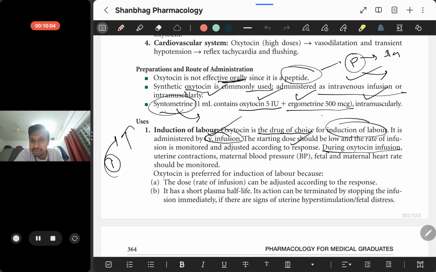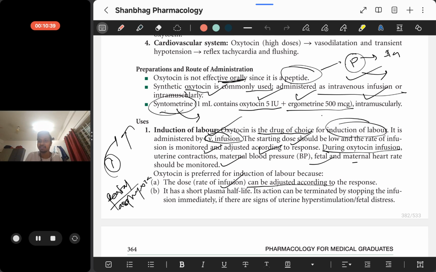During oxytocin infusion, uterine contractions, maternal blood pressure, and fetal and maternal heart rate should be monitored because it might cause fetal asphyxia. A high dose of oxytocin might cause fetal asphyxia, as we read above. Then oxytocin is preferred for the induction of labor because the dose can be adjusted according to the response, and also it has a short half-life. Since it has a short half-life, the effect can be terminated immediately.